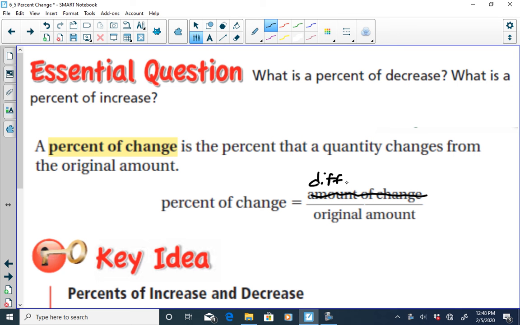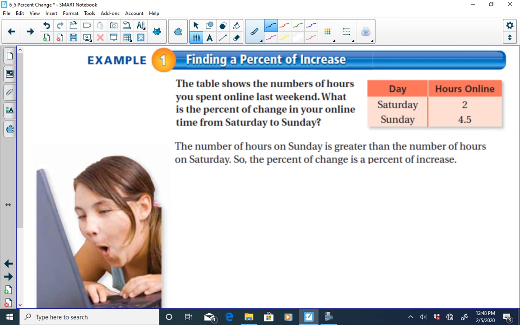So we use difference divided by the original amount, and then we have to multiply by 100, because the word percent means out of 100. When we do the difference divided by the original, we get a decimal value, and to change any decimal to a percent, we have to multiply by 100. So let's take a look at our first example.